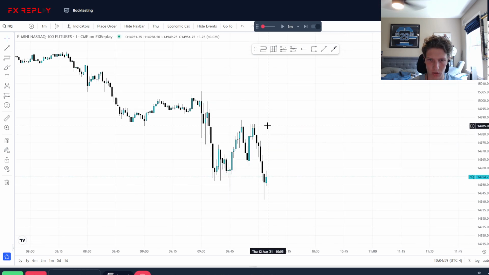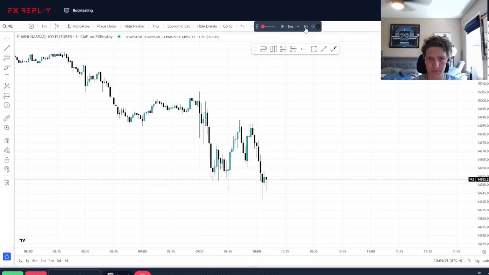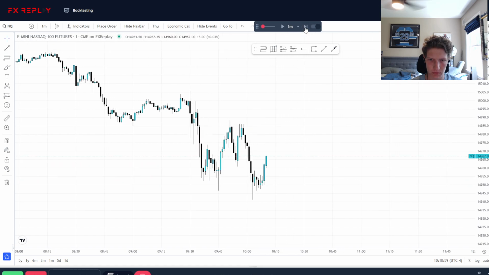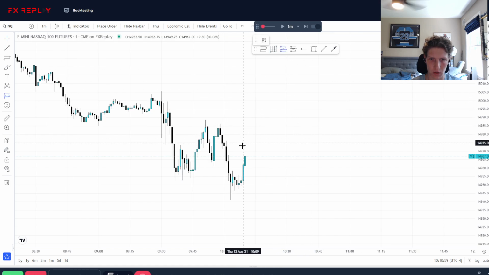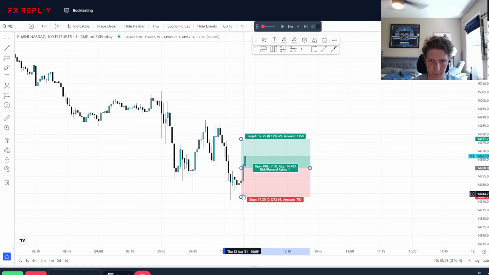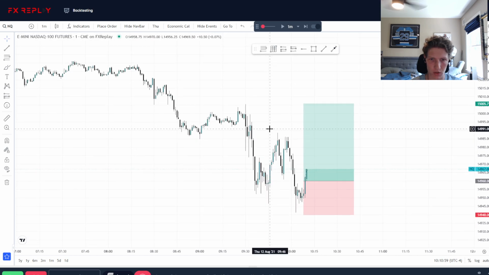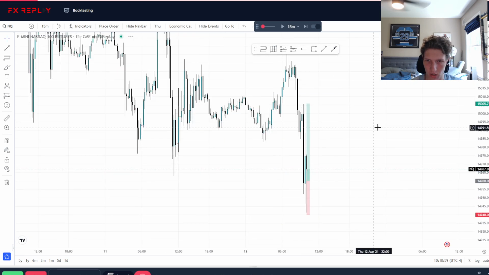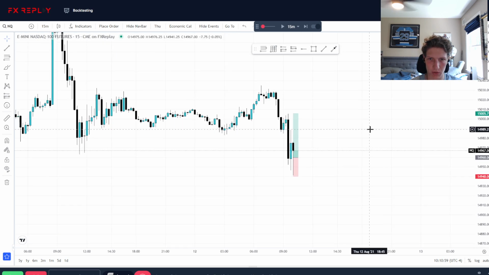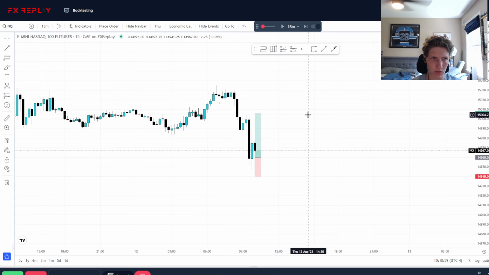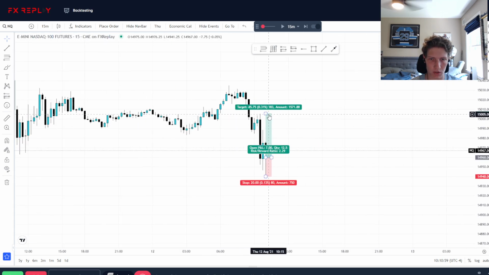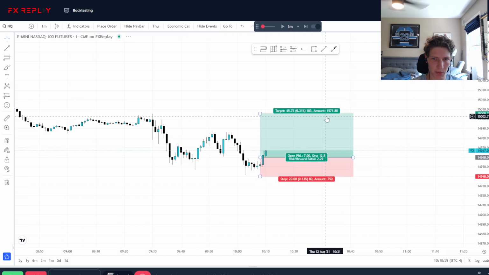Let's see if we can get a re-entry. Break of structure again. Underneath this low, this would be partials. We can afford to aim for something smaller this time because our risk to reward would be better here.